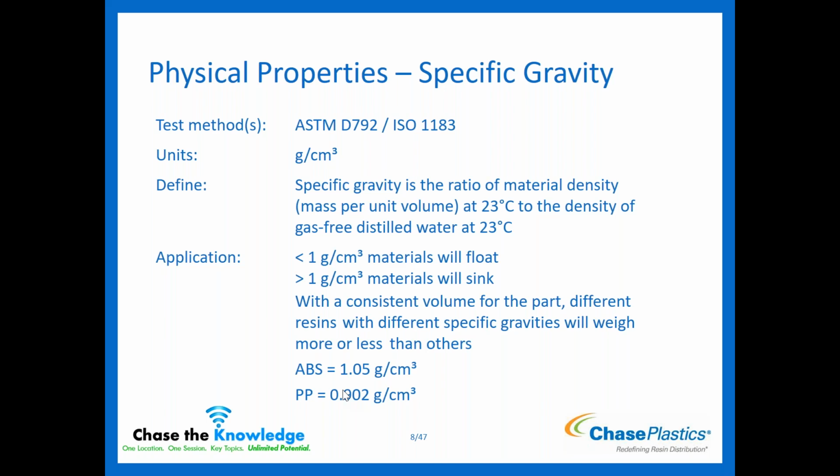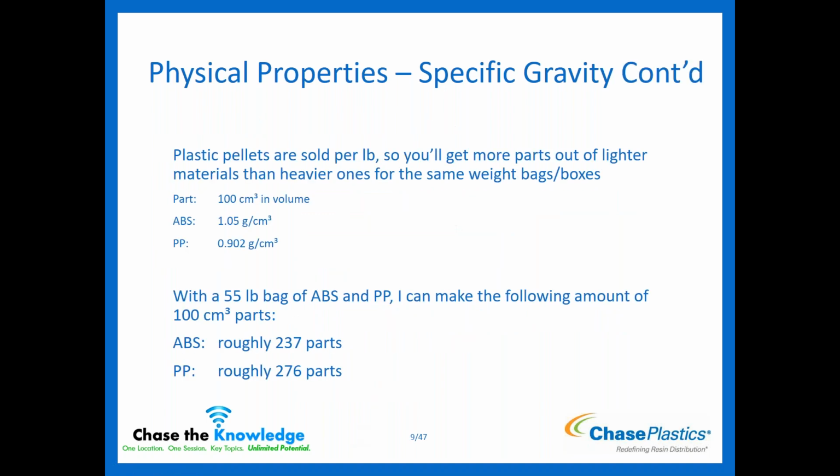The other thing to consider is that with a consistent volume for your part, based on these different specific gravities, your parts are going to weigh more or less. So I gave a quick example down here, ABS at 1.05 and polypropylene at 0.902. So again, what does that really mean to us? Plastic pellets are sold per pound. We're not selling them on volume. So just note that if you get the same bag weight, a 55-pound bag, you're going to be able to make more parts out of lighter materials than you are out of heavier materials.